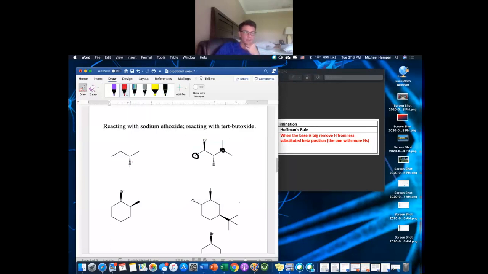So here, with the leaving group, you have your alpha, your two betas. Here, you have hydrogens on both. This carbon is attached to one other. This carbon is attached to two others. So this carbon is the more substituted, and the sodium ethoxide will take a hydrogen from there and create a double bond between the alpha and the carbon that it took from. So the major product will look like that with sodium ethoxide.